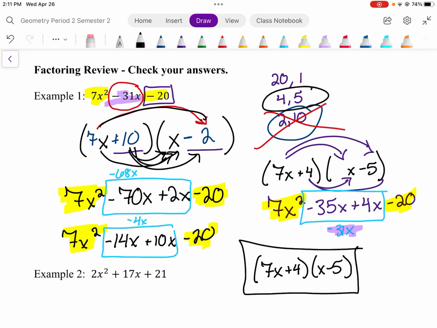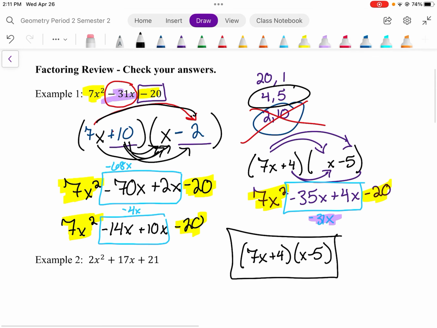If you know other methods for how to factor, you can use those as well. But we are just going to be going over the guess and check one.